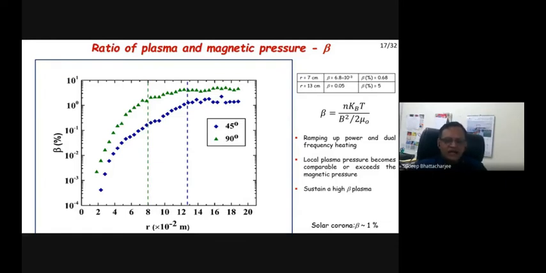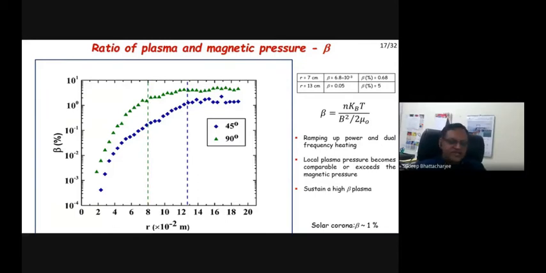Let's look at R equal to, let's say, 13 centimeter, this blue dotted line. And for 45 degree and 90 degree angle, you can see that the beta is about 0.05 for R equal to 13 centimeter. And the percentage beta will be then 5%. So what we understand is that if we increase the power of the microwave, the density will increase and the beta can be enhanced further.